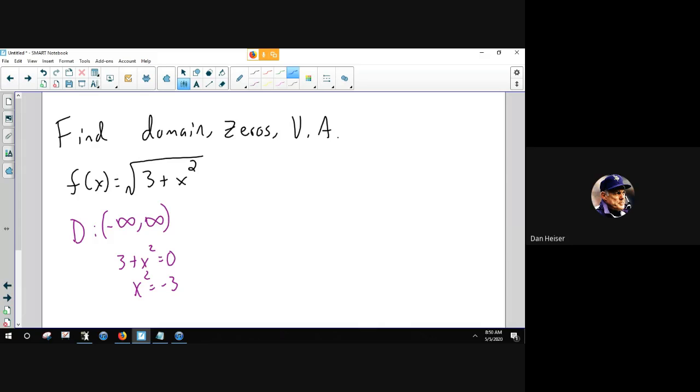Since the domain is all real numbers, there is no vertical asymptote. To find the zeros, we set the function equal to 0.